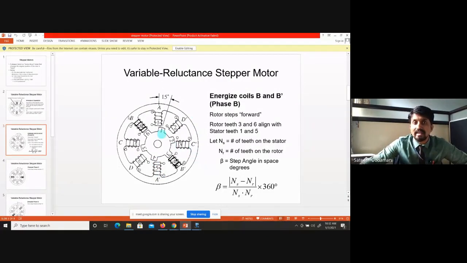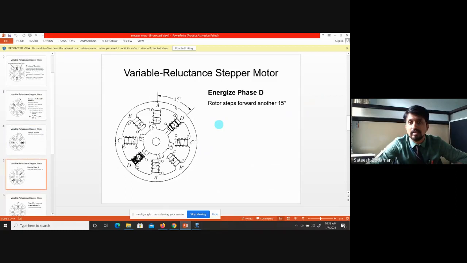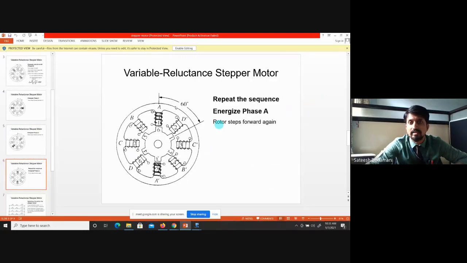In that way, the driver and control circuit can work. It energizes the winding, and you get the required degrees. See here, the variable reluctance stepper motor energizes phase C, and the rotor steps forward another 15 degrees. The same thing is shown in the other diagram. Now it has moved 30 degrees, then 45 degrees.